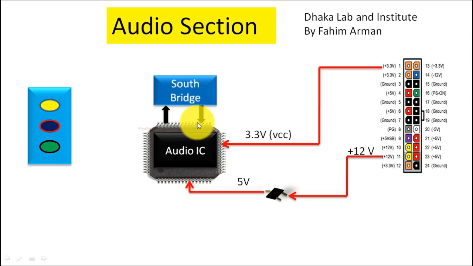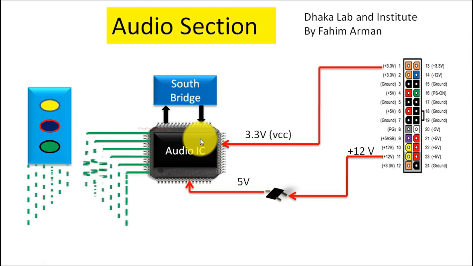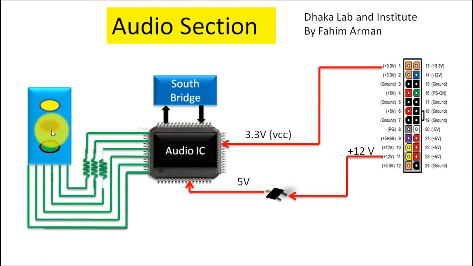Then they will communicate with each other, and after communication the audio IC will give output, and this output will go to the audio port we have on the backside of our CPU casing. We can get that port, and there is input and there is output.